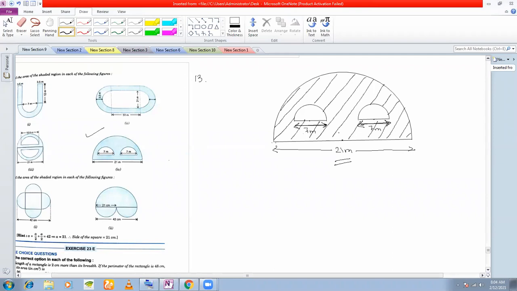Now, as I told you yesterday, the area of the shaded part is the area of the largest semicircle minus the area of the two smaller semicircles, that is this semicircle and this semicircle. So from the largest semicircle, if you subtract the area of these two smaller semicircles, you will get the area of the shaded region. So that is what you are required to understand here. So let us find out the area of the shaded region.